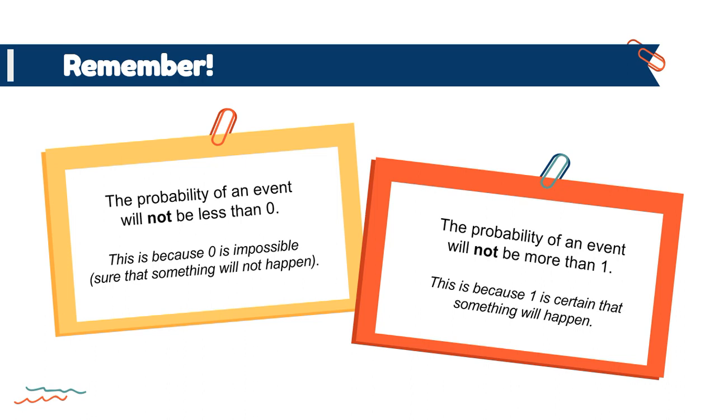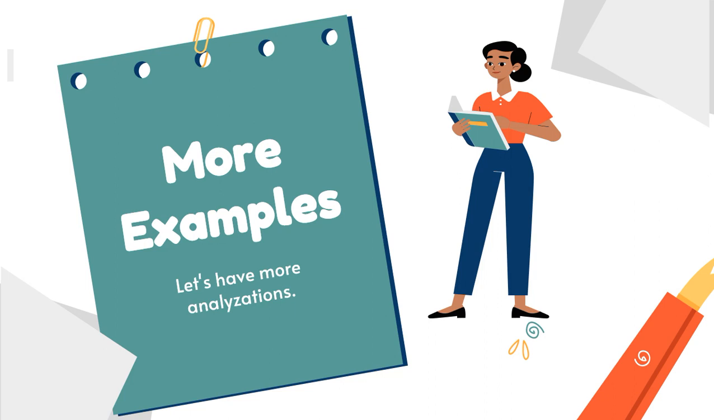Next naman, the probability of an event will not be more than 1. Hindi naman siya ngayon pwedeng sumobra sa 1 or 100%. So, this is because 1 is certain that something will happen. Kasi yung 100% po, yun na yung meaning na certain po talaga yung something na mangyayari or sure yung something na mangyayari. Okay?